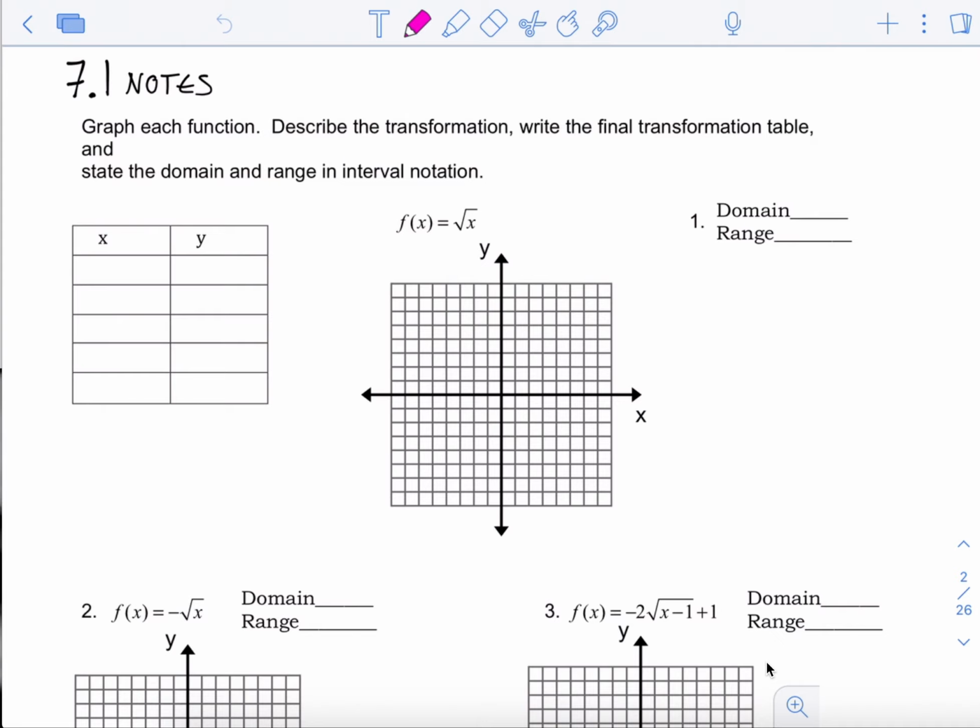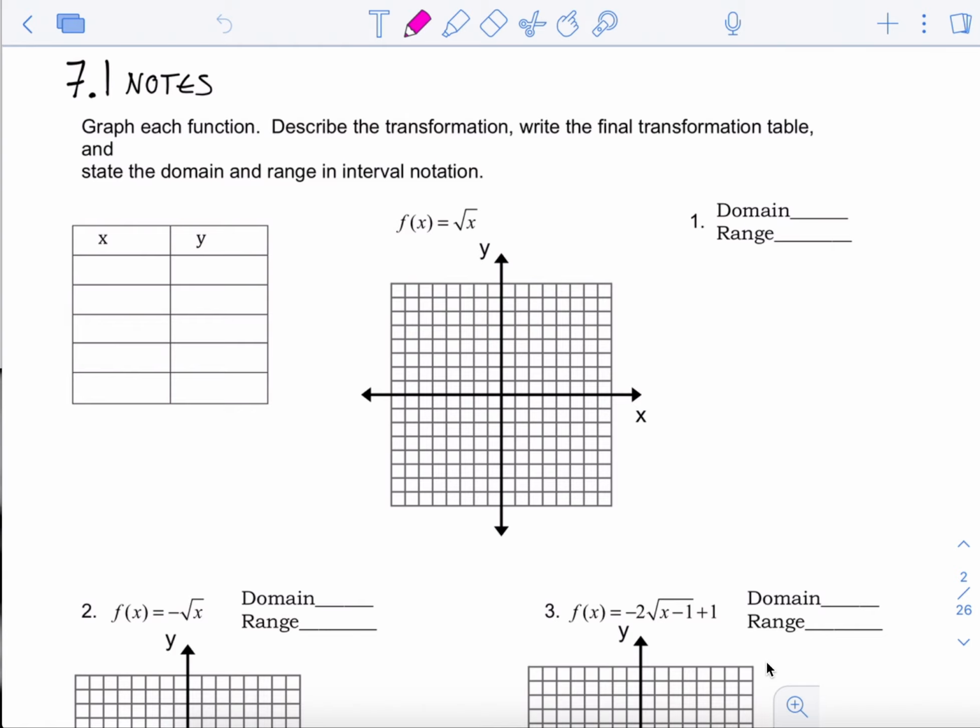But a lot of this should be all back from transformations that we learned in Unit 1 when it came to the square root function and the cube root function, okay? All right, so the first thing we're going to do is graph each of these, and then we're going to give the domain and range once we get them all set, okay?